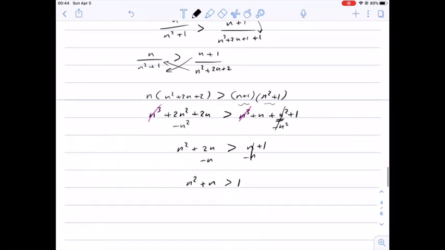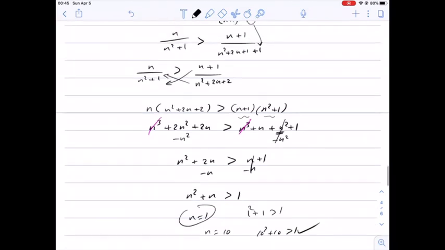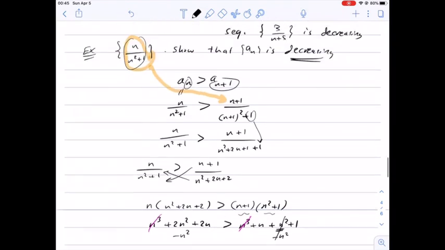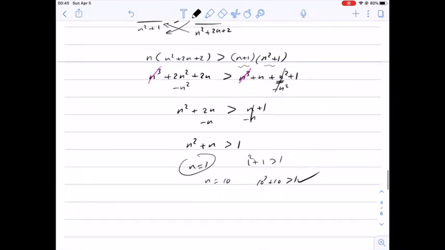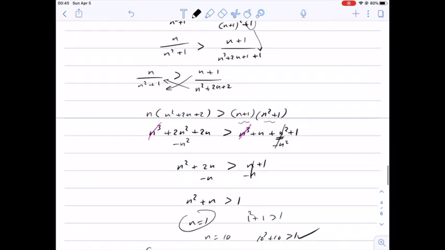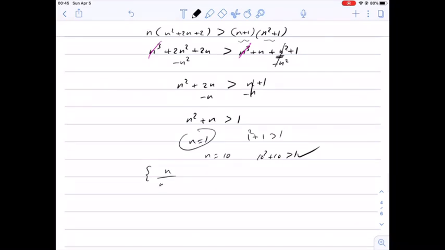Is this correct? Let's substitute n equals 1. We get 1 squared plus 1 is greater than 1. Let's substitute 10. 10 squared plus 10 is greater than 1. That's correct. So that means the sequence is decreasing. So the sequence n over n squared plus 1 is decreasing.